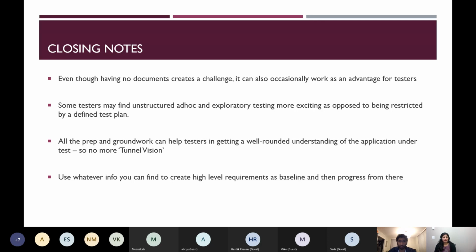All the prep and the groundwork can help testers in getting a well-rounded understanding of the application, and that is where I have seen a lot of teams, or a lot of times, I would say, people struggling with tunnel vision. So it's like just work off what is provided to you, and not think outside of whatever is provided. And that, unfortunately, leads to tunnel vision.